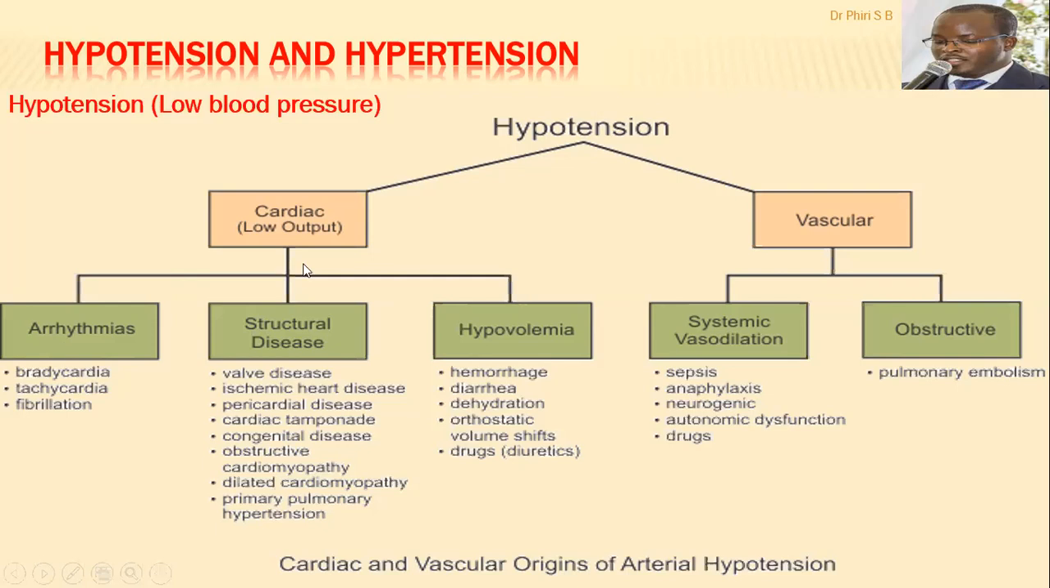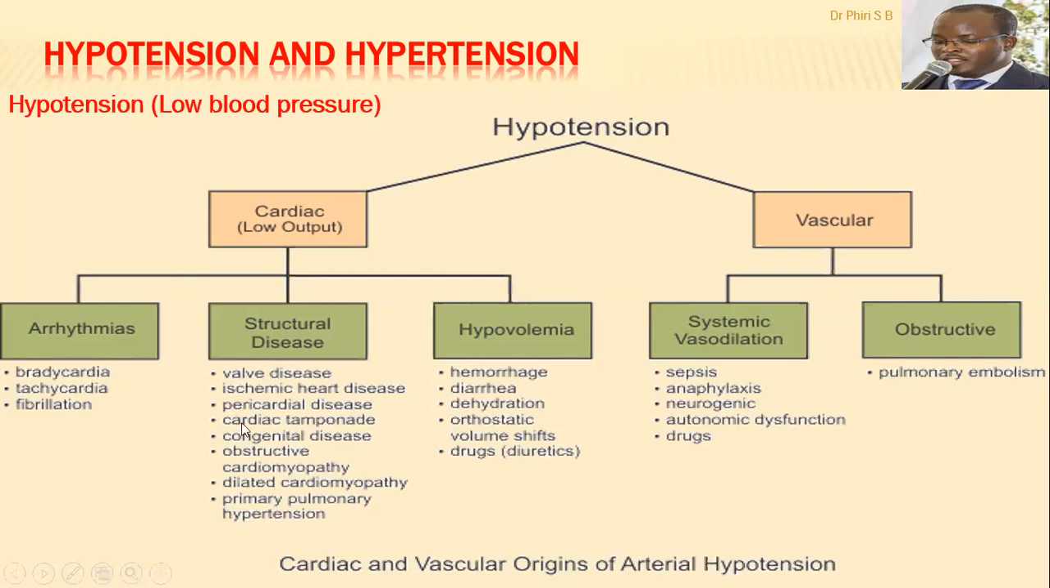And then you have an effect on cardiac structural disease. So these are structural diseases of the heart, for instance, valve disease. When you have stenosis of the valves, then the stroke volume will reduce, cardiac output will reduce. Ischemic heart disease affecting the myocardium, the contractility will reduce, cardiac output will reduce, the stroke volume will reduce, blood pressure will reduce. Pericardial diseases that affect the pericardium also have an effect on the heart.